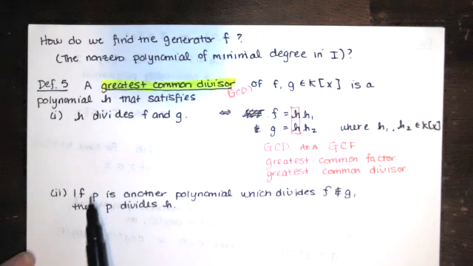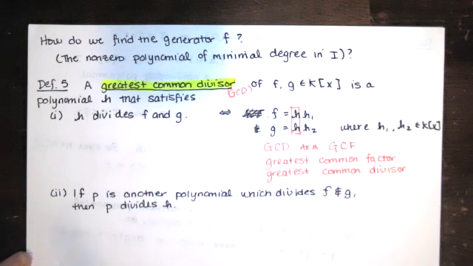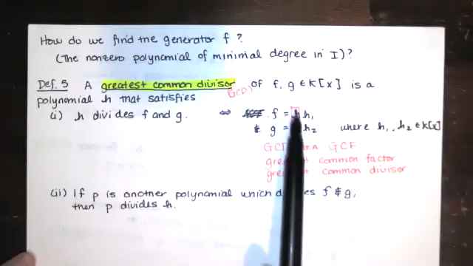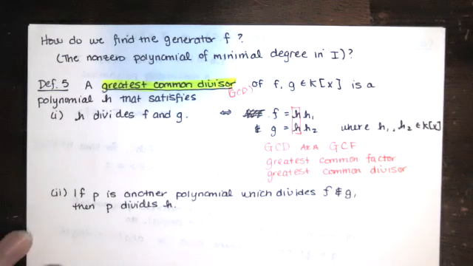p is a factor of f and p is a factor of g. I still tend to think in terms of factors instead of divisors. So I tend to use the GCF language as opposed to the GCD language, although the GCD language is what we use in our text. So if p is a factor of f and g, this is saying that p has to be a factor of h, because h is the largest factor that f and g have in common. So that is our definition. Let's look at a concrete example.